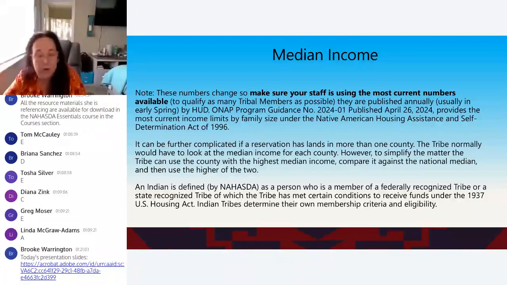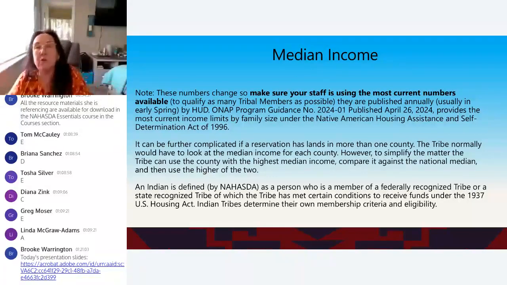If you have reservation lands in more than one county, like my sister tribe, my husband's tribe, I believe they're in 7 counties, you take the income limits for every county that you have properties. You only have to do this once a year at this point. You take that highest one, and then you compare that against the national median, and you use the highest of the two. You always use your highest amount so you can make as many of your tribal members eligible as possible.